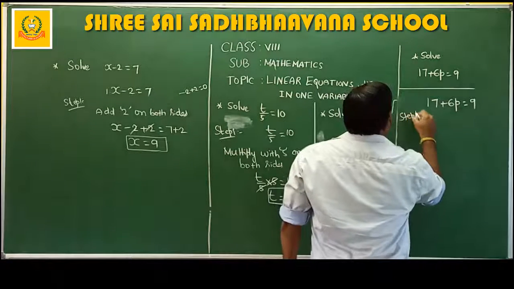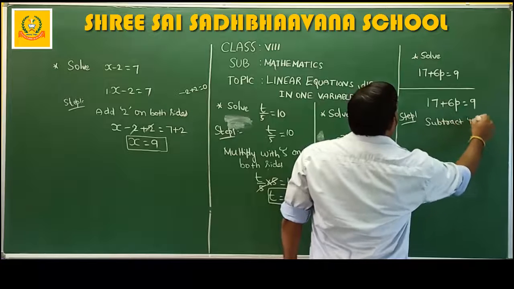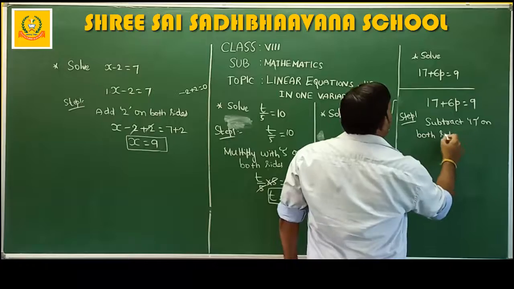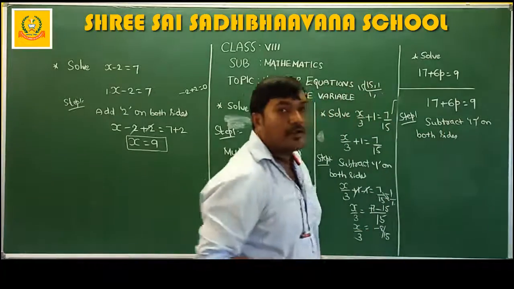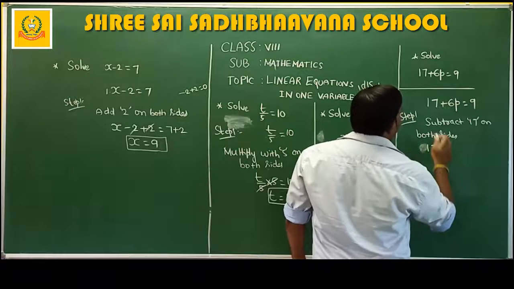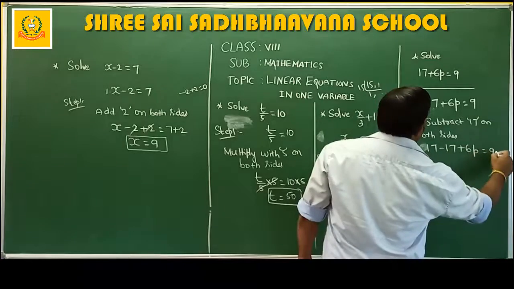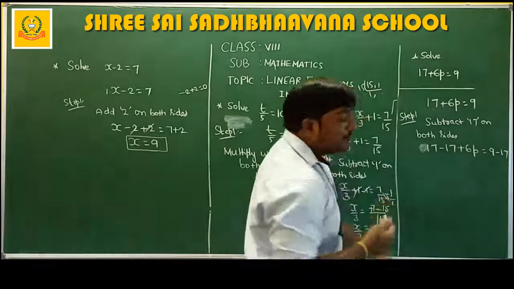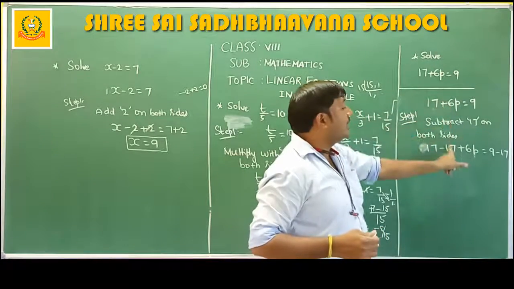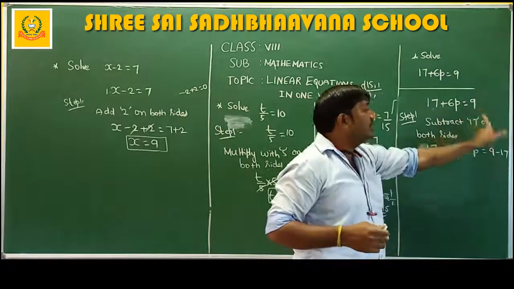Subtract 17 on both sides. Understood? You have to subtract 17 on both the sides. When you subtract, what do you get? 17 is already there and you are subtracting 17. So the right side is 9 minus 17. You understood this step? 17 is what I have written in the sum, and I am just subtracting 17. So that's why minus 17. 6p as it is. 9 as it is.